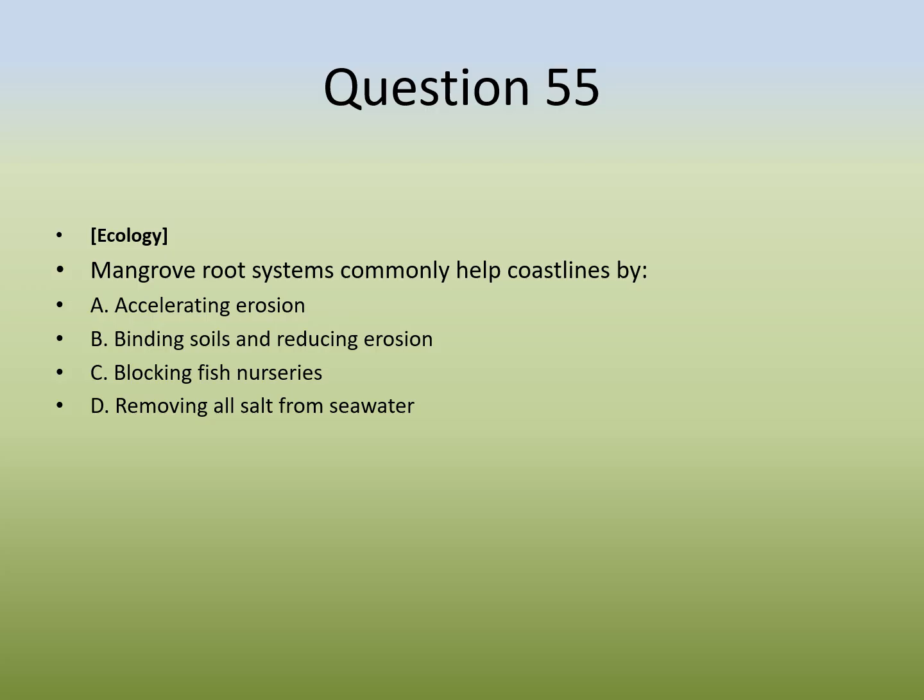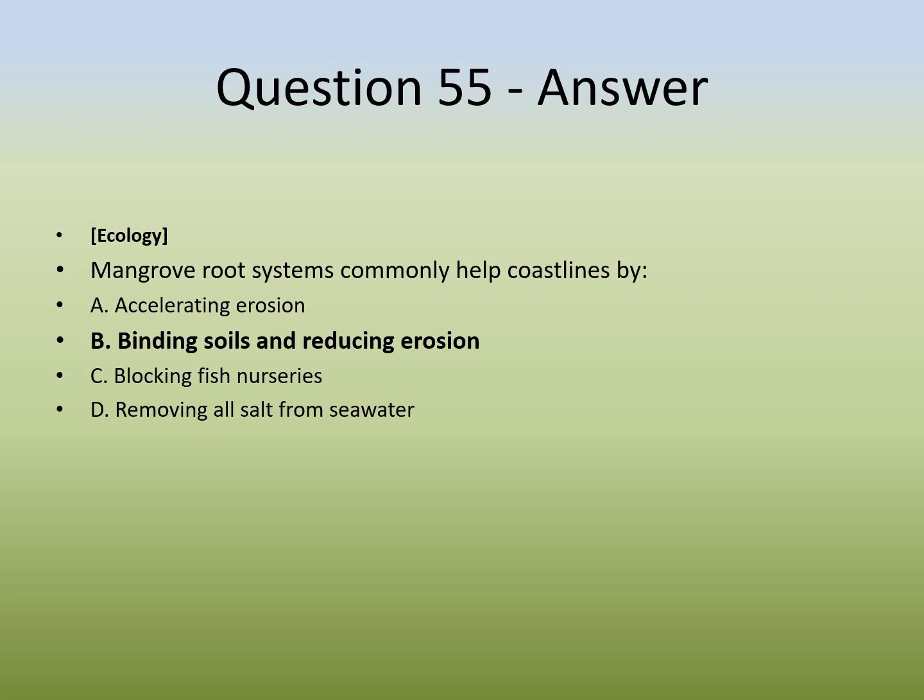Mangrove root systems commonly help coastlines by A. Accelerating erosion, B. Binding soils and reducing erosion, C. Blocking fish nurseries, D. Removing all salt from seawater. The answer is B. Binding soils and reducing erosion.